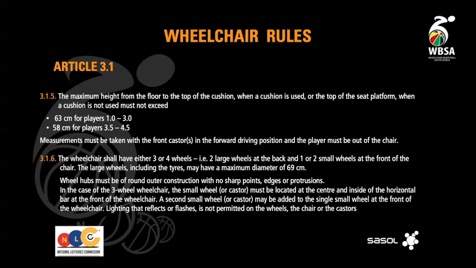We must remember that for the one pointers to the two pointers, the cushion size that they are allowed to use is 5 centimeters or 10 centimeters, which is the opposite when it comes to the 3.5 and 4.5 players, who are only allowed to use the 5 centimeter thickness of cushion. So the seat height of the chair should be about 50 centimeters, which is about 580 millimeters. As I said, this article is very basic, but understand that these are the measurements between class one and class three: how high the chair must be, measured from the front. I'll show you a diagram below as to how to measure that.